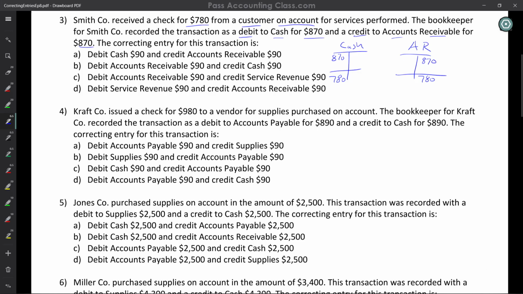Next, what I need to do is figure out with cash, how do I go from a debit of $870 to a debit of $780? Well, I need to take $870 and reduce it by $780. And when I do that, that's $90, and that is going to be the amount that I need to credit cash. So $870 debit less credit of $90 gives me $780 ending balance debit. So that's the thought process there.